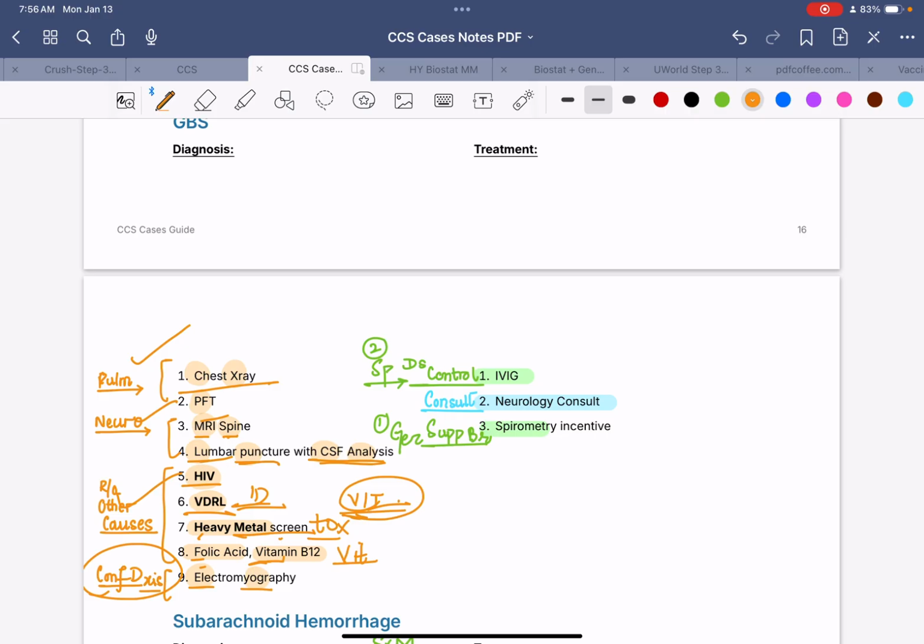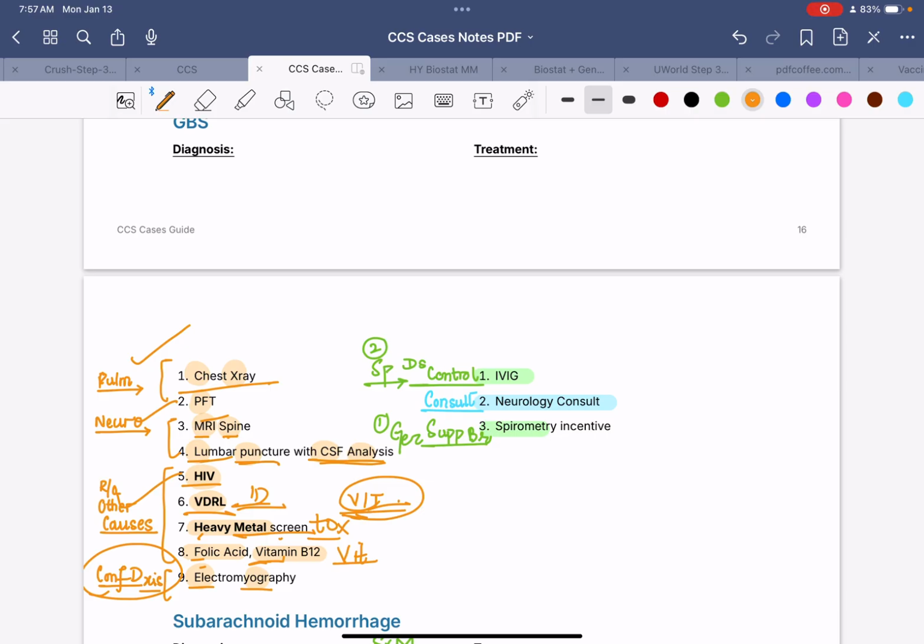So we are going to first establish the cause with EMG. Next off, find out the specific cause with pulm, neuro, or rule out other causes. Pulm will include chest x-ray and pulmonary function test. Neurology would include MRI of the spine, lumbar puncture with CSF analysis. And then we are going to rule out the general other causes with the VIT, which includes vitamin B12 and folic acid levels. Infection would include HIV and VDRL screen. And T for toxicology would include heavy metal screen.